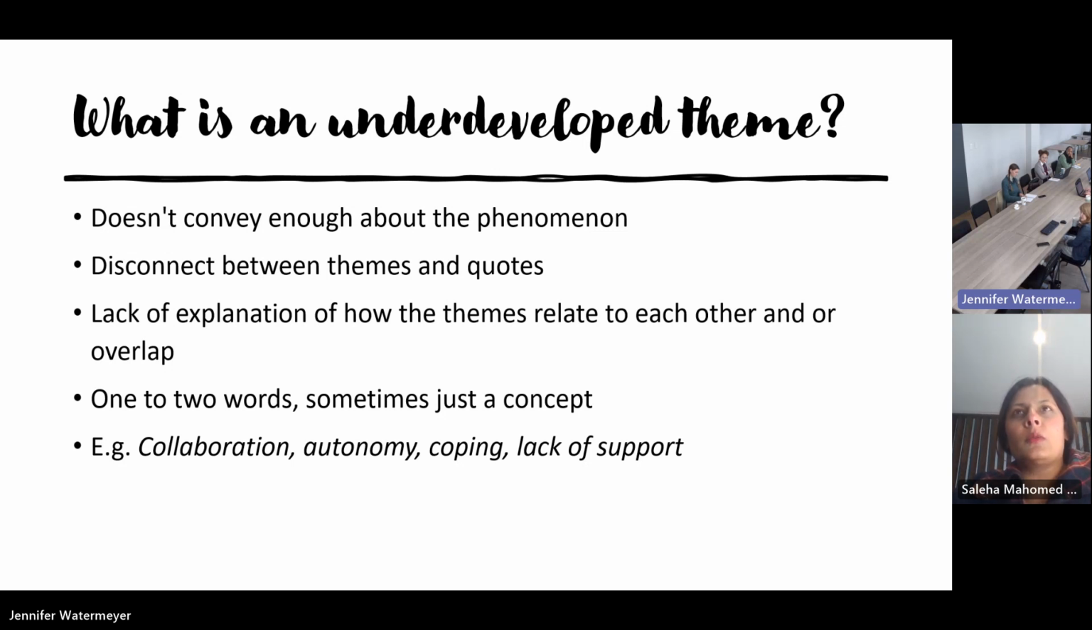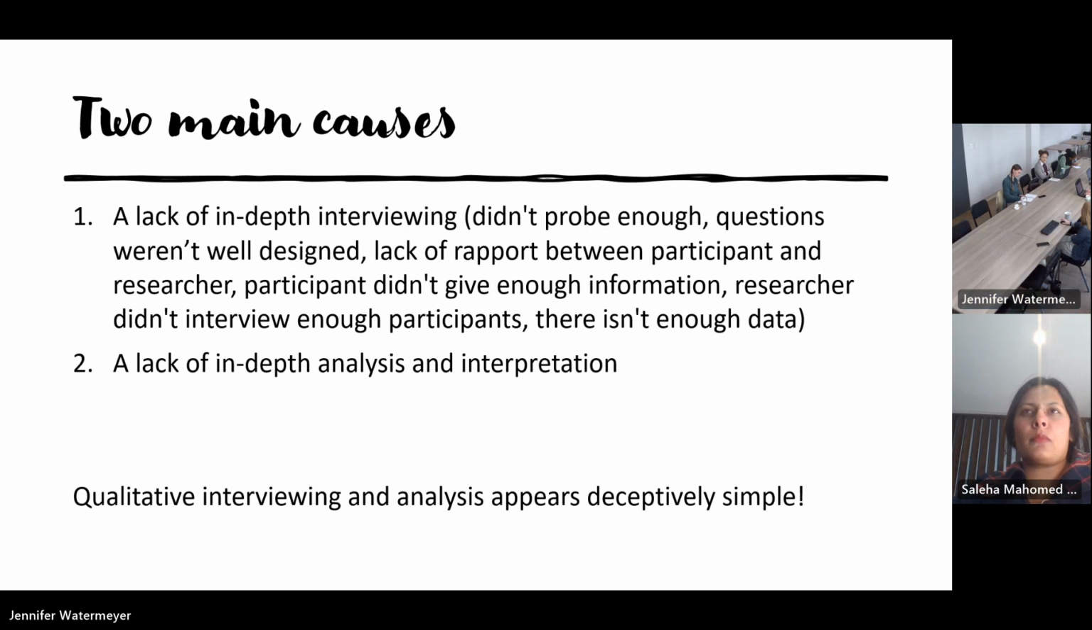Often an underdeveloped theme, as I've said, is something like one word. Sometimes it's just a concept like stress. The examples I gave in this article were collaboration, autonomy, coping, lack of support. I don't know, we're all grinning because we've all done this before and thought we were doing a great job of analysis. So how do we push it further?